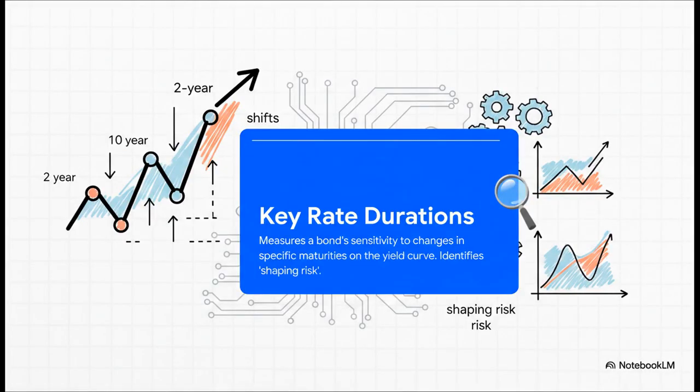Our final duration tool is key rate duration. You see, effective duration has a big, simplifying assumption that the whole yield curve shifts up or down in parallel. But when does that ever actually happen? Key rate durations let us get way more granular. We can see how a bond reacts to a change at just the 2-year point, or the 10-year, or the 30-year. This is how we spot shaping risk, the risk that the curve might twist or flatten.